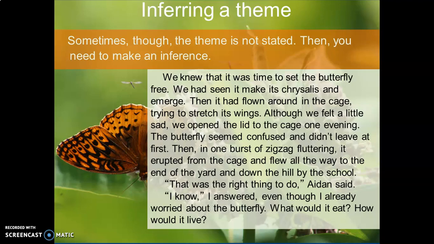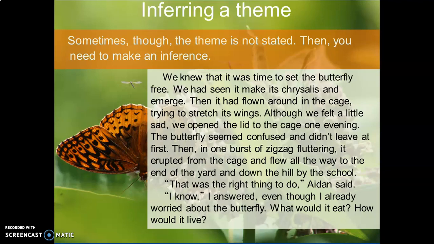We knew that it was time to set the butterfly free. We had seen it make its chrysalis and emerge. Then it had flown around in the cage, trying to stretch its wings. Although we felt a little sad, we opened the lid to the cage one evening. The butterfly seemed confused and didn't leave at first. Then, in one burst of zigzag fluttering, it erupted from the cage and flew all the way to the end of the yard and down the hill by the school.